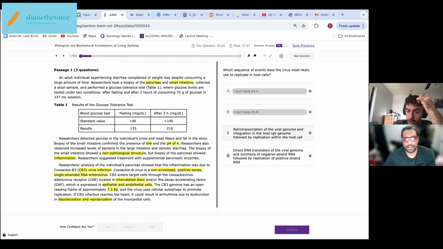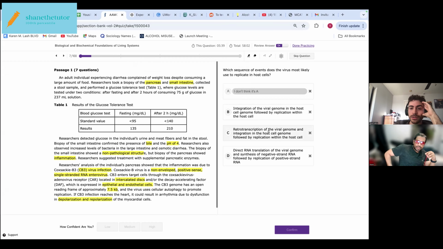Retrotranscription of the viral genome and integration in the host cell genome, followed by replication within the host cell. Isn't it kind of the same deal as B, where it talks about the host cell, which is DNA? What's retrotranscription? Oh, it's from RNA to DNA? So this could theoretically work, right? The viral genome, if that's RNA, gets reverse transcribed into DNA, and then it can be integrated into the host cell genome, right?